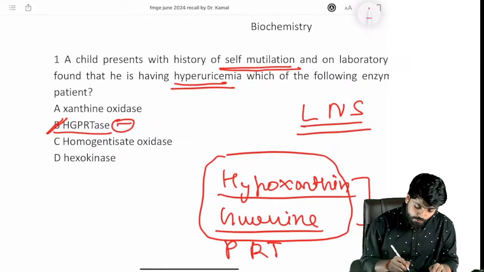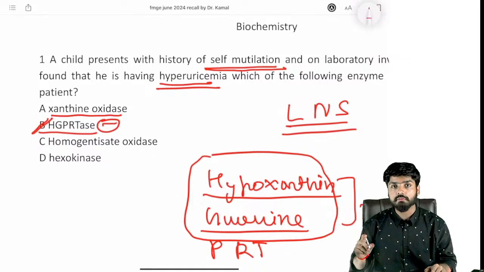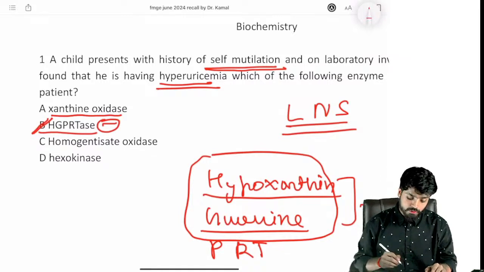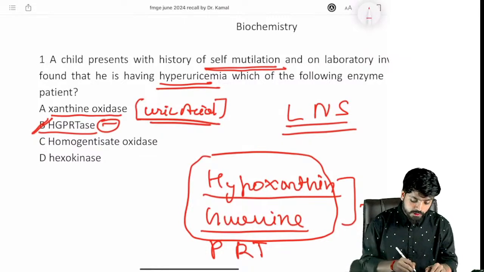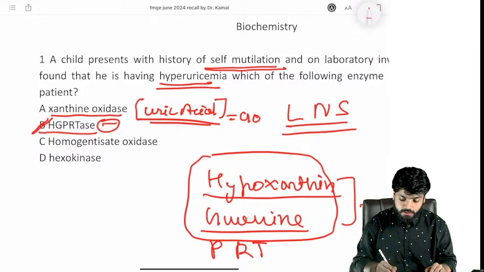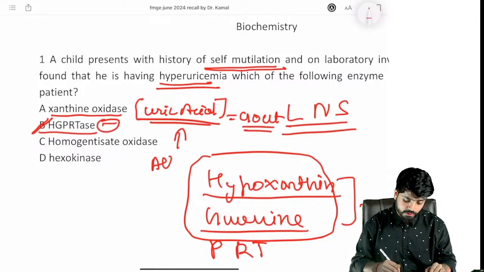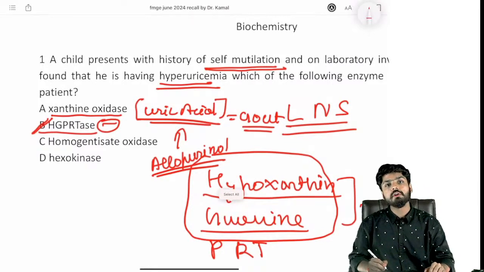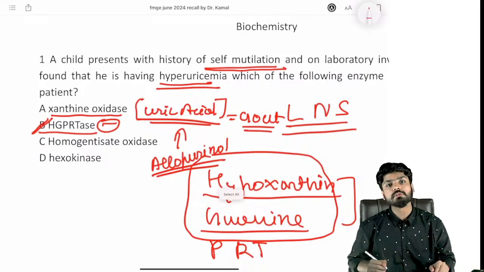Other than that, the other options are xanthine oxidase. Now, this question is specifically asking about the deficient enzyme. But in the case of xanthine oxidase, we know xanthine oxidase is also used to make uric acid. Not the deficiency, but the overactivity of xanthine oxidase is seen in gout. That's why the treatment that we give for gout is a xanthine oxidase inhibitor, which is allopurinol. One very important thing that I want to tell you about allopurinol is the type of inhibition that it provides. It provides none other than suicide inhibition.